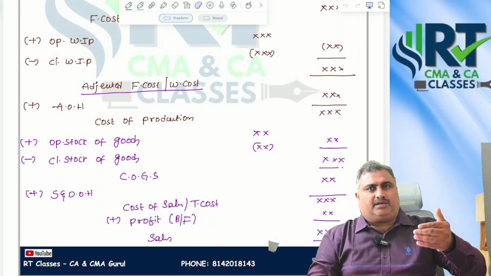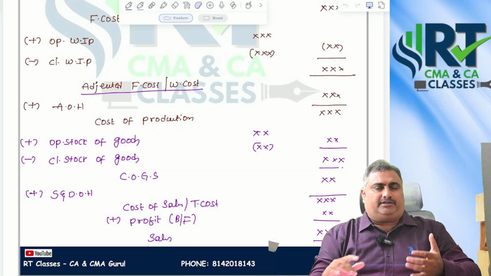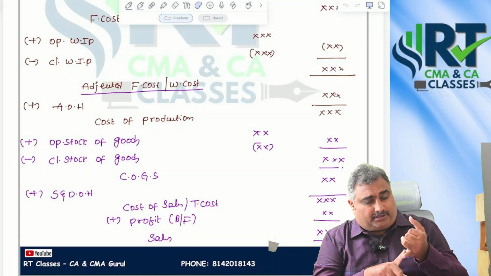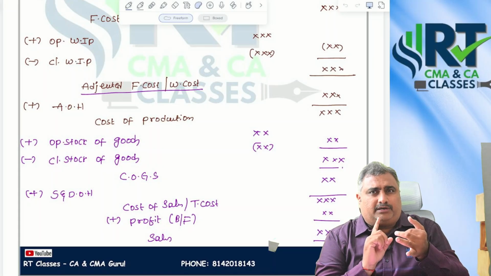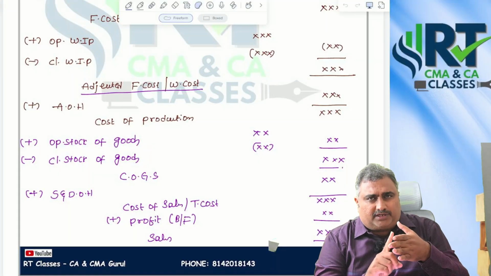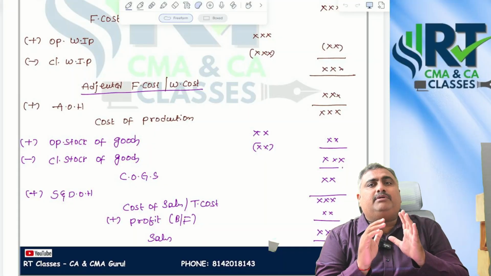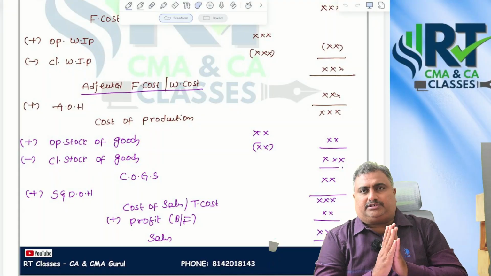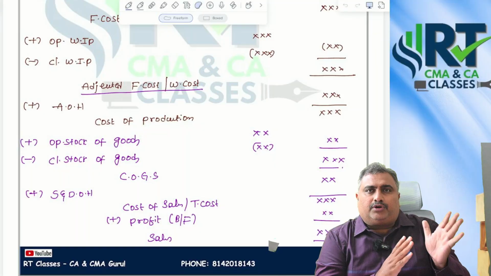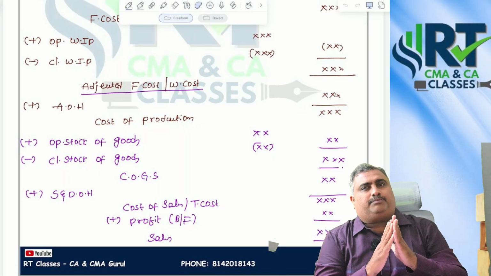From here, the concept will change from the CA point of view. If you remember, for CA people: quality control cost, research and development cost, primary packing, and any credit for recoveries like sale of scrap should be deducted, and administrative overheads you need to add only if they are related to production. That will be shown in the cost sheet under the CA Inter point of view.